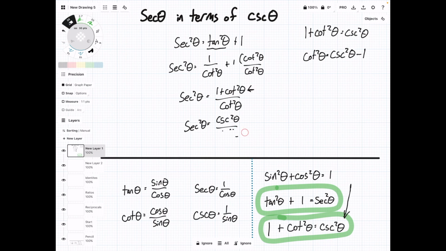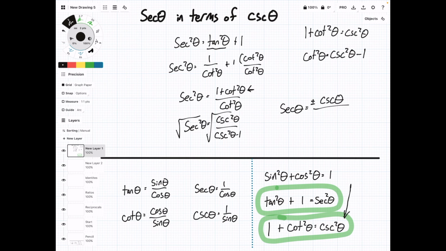So we're going to replace this bottom part with that. Cosecant squared theta minus 1. Finally, we take the square root of each side. Secant theta is equal to plus or minus. On top, the square and the square root are going to cancel, so this is cosecant theta over the square root of cosecant squared theta minus 1.